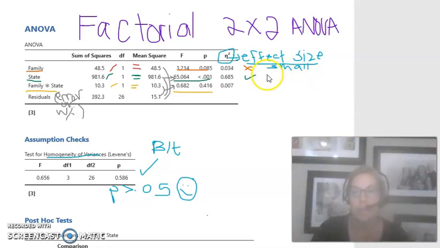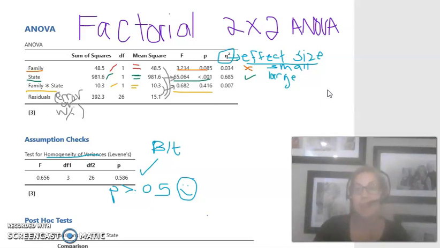For our state, 0.685, that is large. That means 68.5% of my variance in number of mutual friends is accounted for by state. That speaks volumes. 68% of the variance in mutual friends is explained by state.